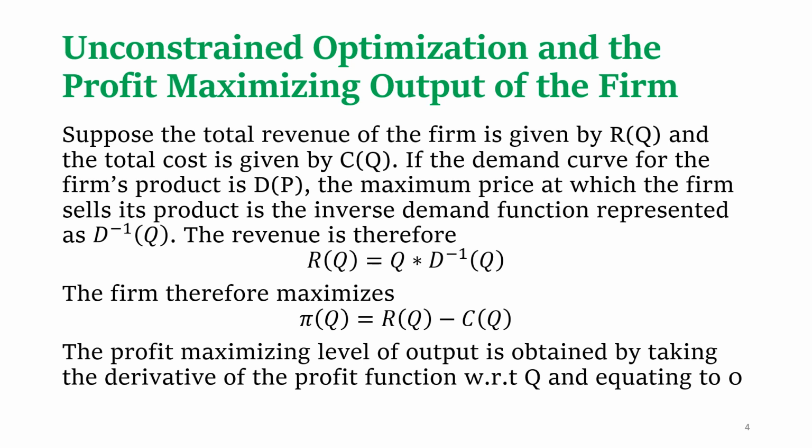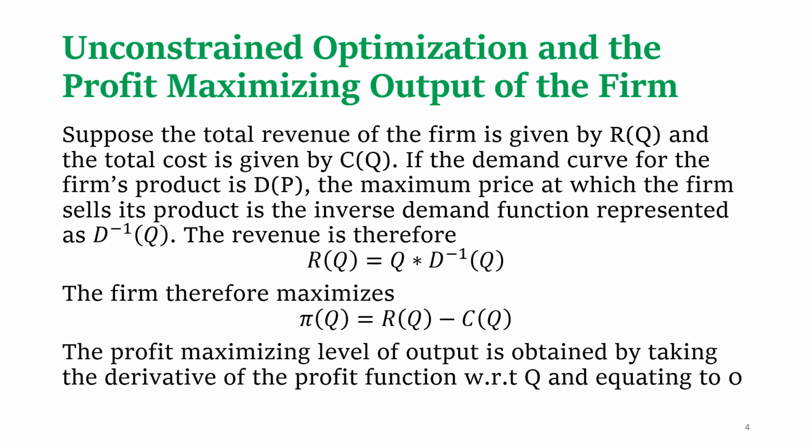Now, unconstrained optimization problem and profit maximization output of the firm. So how do we obtain that one? In order to obtain the profit maximizing level of output of the firm, what we need to do is to obtain the maximum price at which the firm sells its product, which is always the inverse demand function.